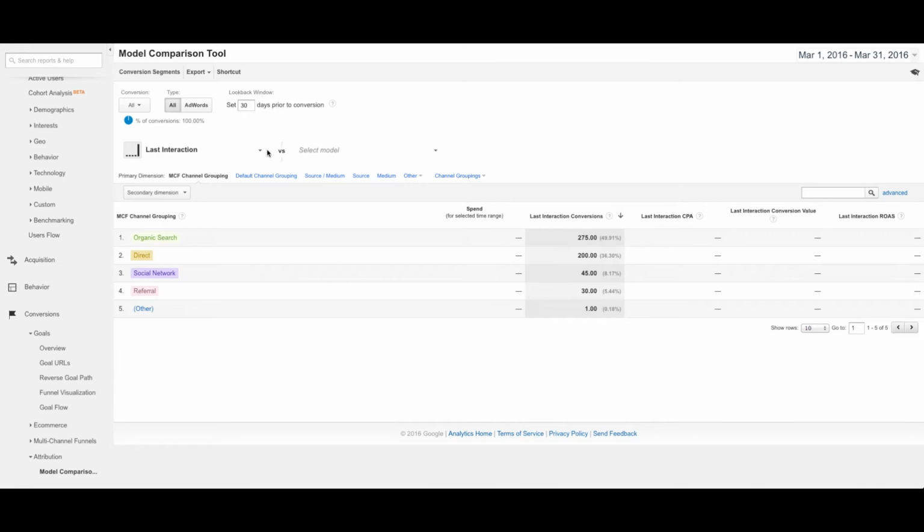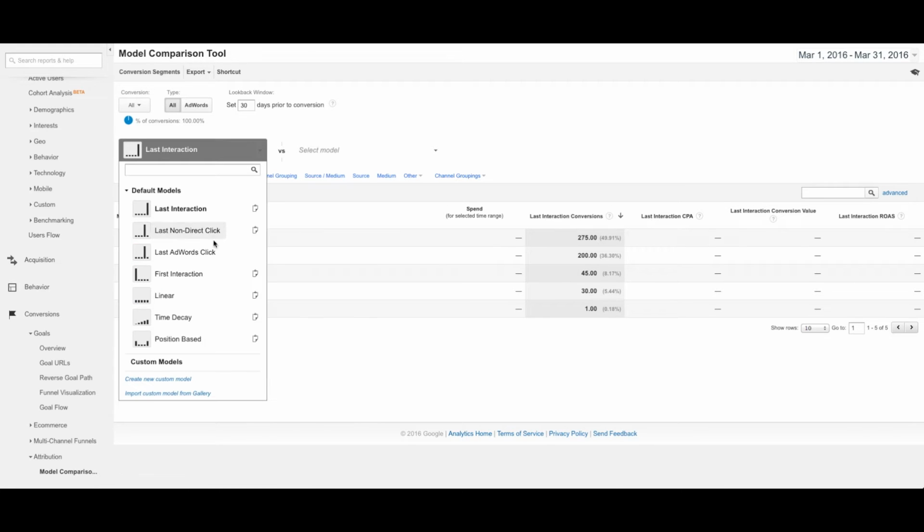Now, getting into the details of model comparison that you see here, and actually building out attribution models, is a little more complex than what we're going to get into today. There is a ton that you can do with it. What we're simply going to look at are the different types of attribution models that you see listed here and what those mean.